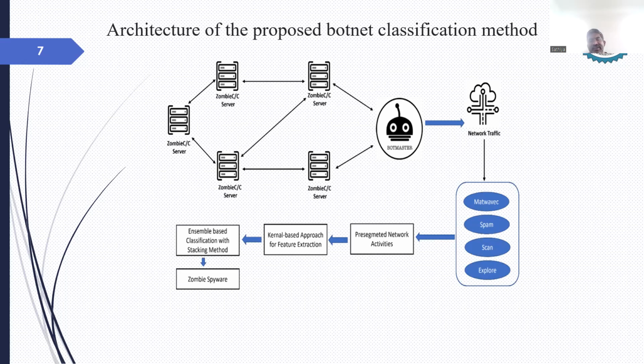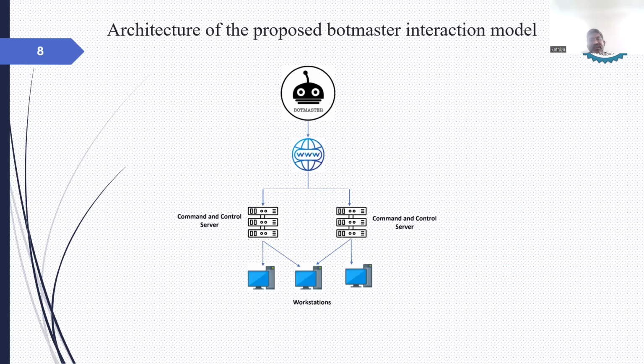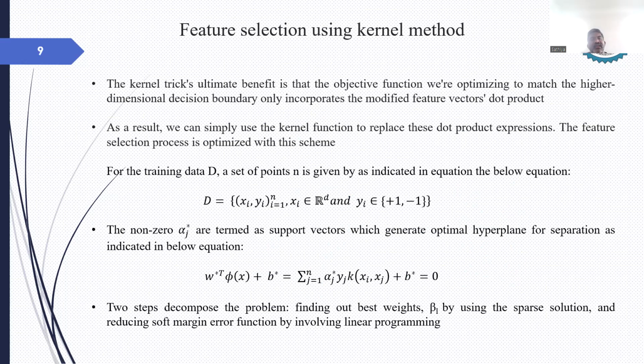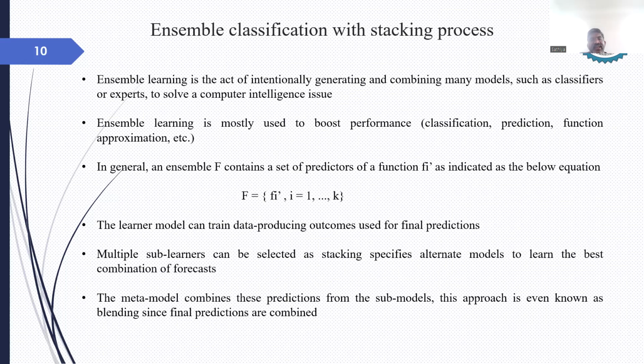Here, multiple servers have interacted with different kinds of network traffic and produced the results. This is the similar architecture for the proposed botmaster interaction model. If you see the different kinds of workstations, the command and control servers incorporate these things. And this is the feature selection using the kernel method, where we use the classification method for feature selection, which we described on the slide. This is the continuation of the ensemble classification with the stacking process. Here we have described how we classified and how that method was used.